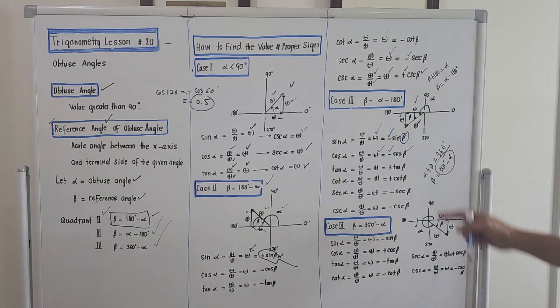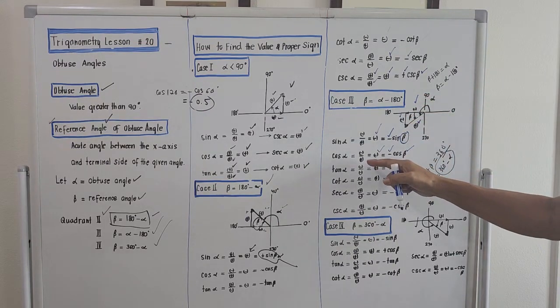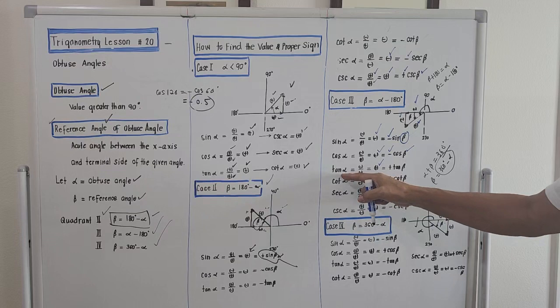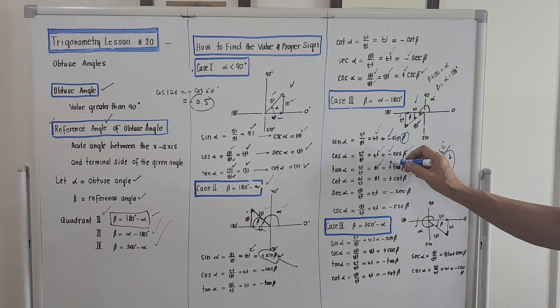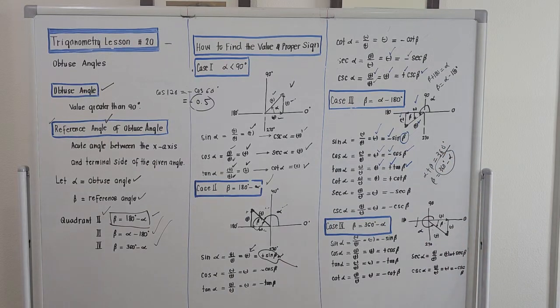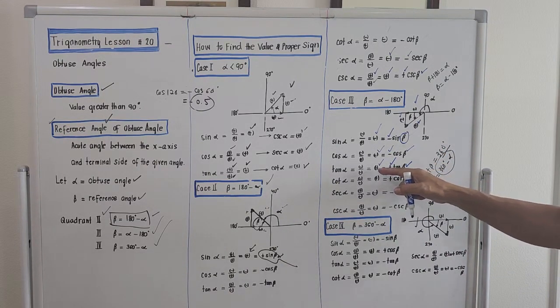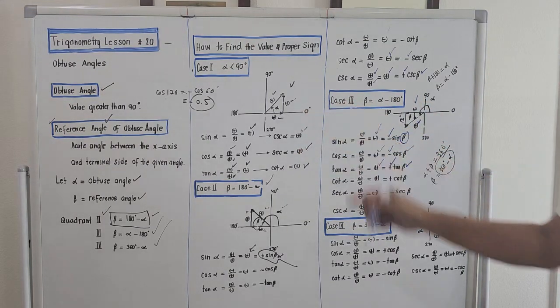Tangent, they are both negative, right? Opposite over adjacent, a minus over minus will be plus. So tangent of alpha will be tangent of beta. It follows this sign here. It should be plus tangent of beta. It should be the tangent of the reference angle, but it must follow this sign here, plus. Meaning tangent in the third quadrant is actually plus.